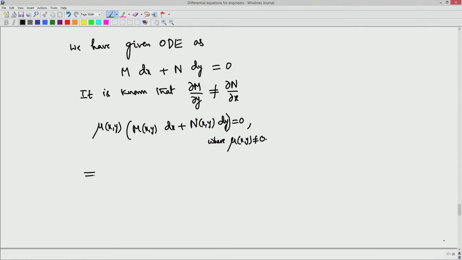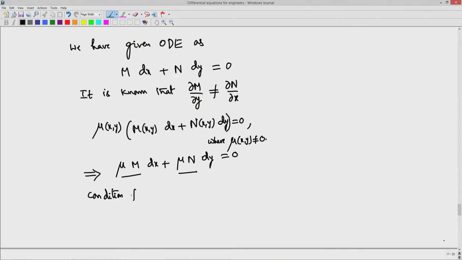So that means now the equation becomes mu M dx plus mu N dy equal to 0. So now this is my M, this is my N. If I multiply some function of x and y, which is mu, so that this equation is exact, what is the condition of exactness?